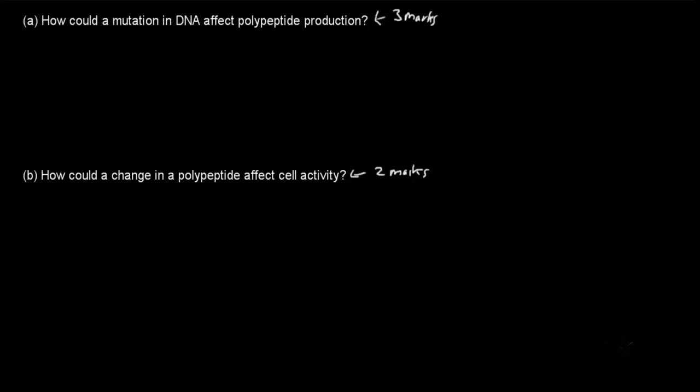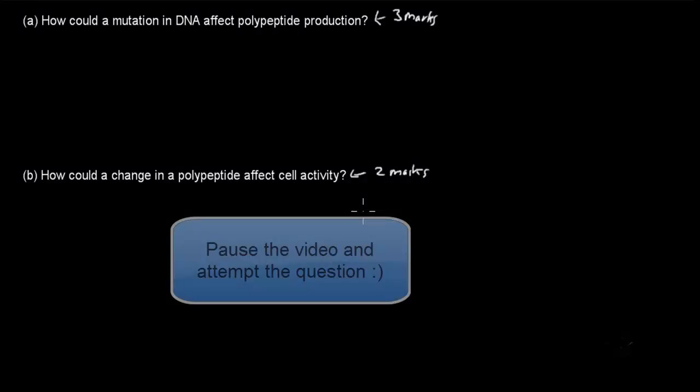The question itself, 2 parts to this question. A, how could a mutation in DNA affect polypeptide production? That's worth 3 marks. And B, how could a change in the polypeptide affect the cell activity? And that's worth 2 marks. So pause the video and when you're ready, press play.